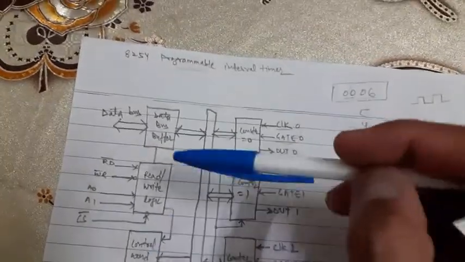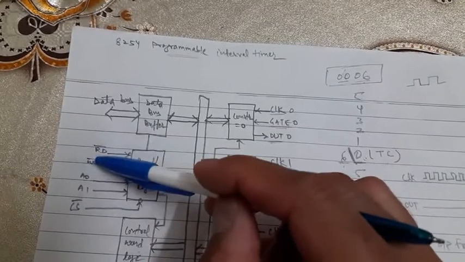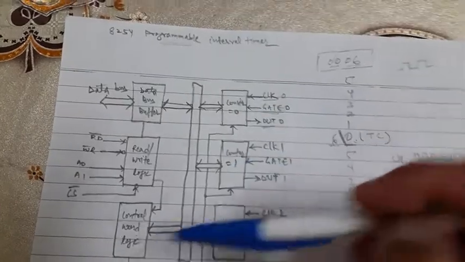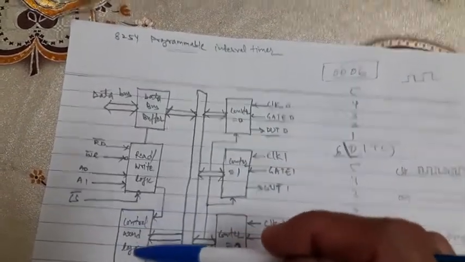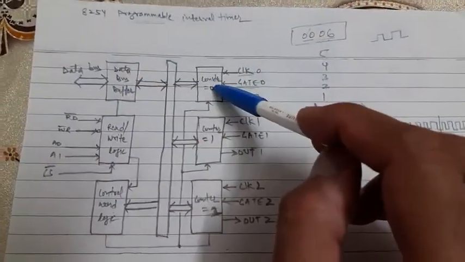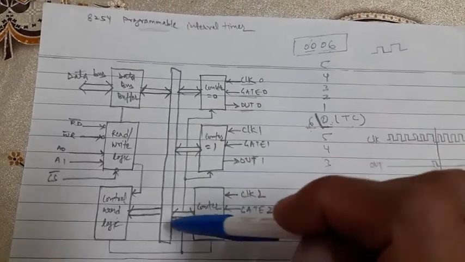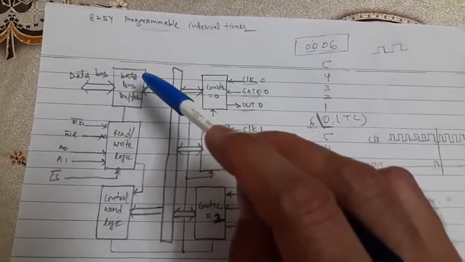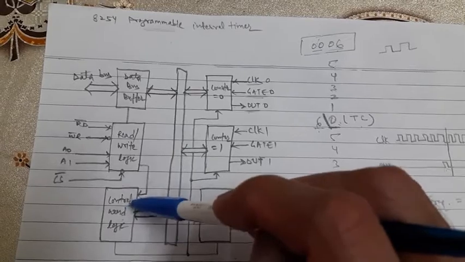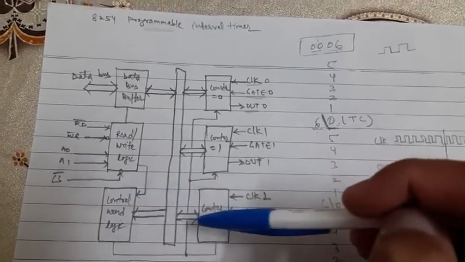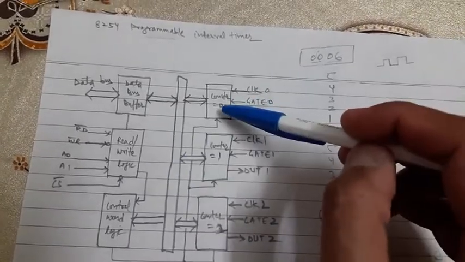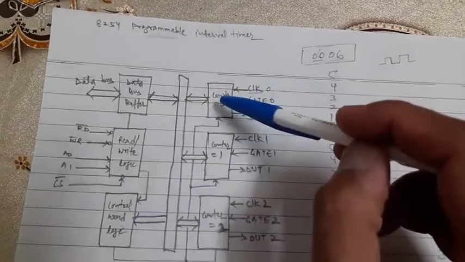Now this is the read write logic, where the read and write pins are connected. As there are three counters, counter 0, 1 and 2, and one control word, if the MPU sends a count value, it can go to counter 0, counter 1 or counter 2. And if the MPU sends the command, it will come to this control word or control logic. This will be based on which address is selected. So we need to have 4 addresses inside the 8254.